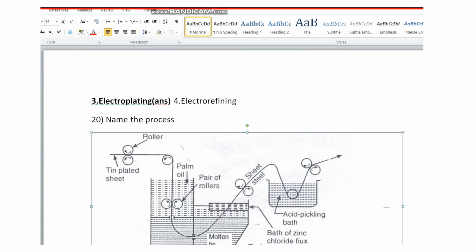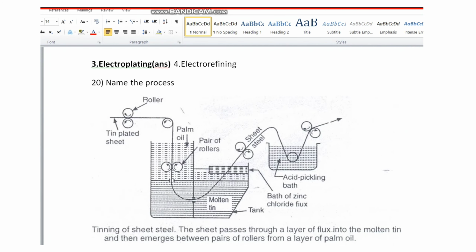Then name the process. In this process, this is the bath containing molten tin and palm oil. Therefore, it is a tinning process.